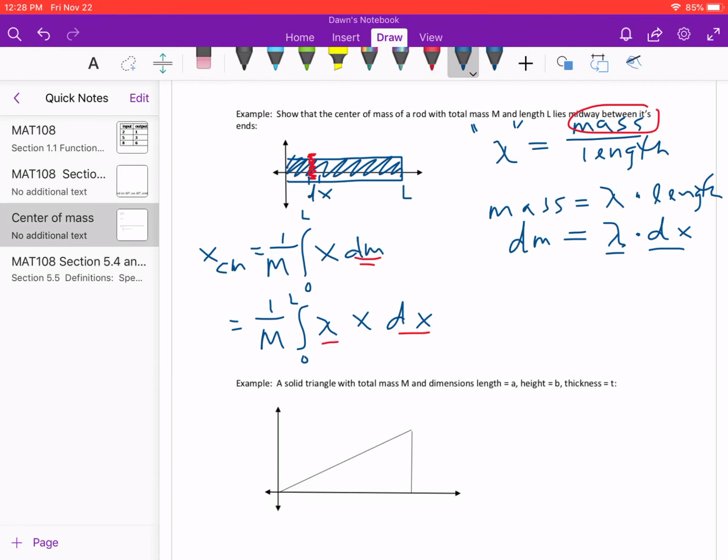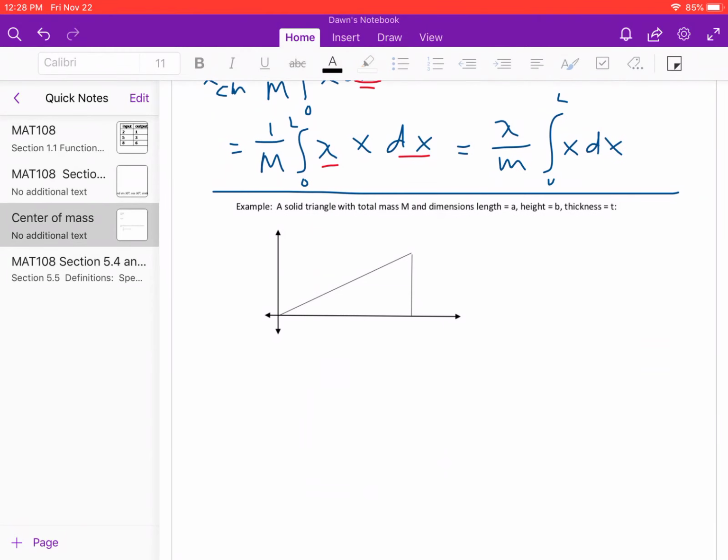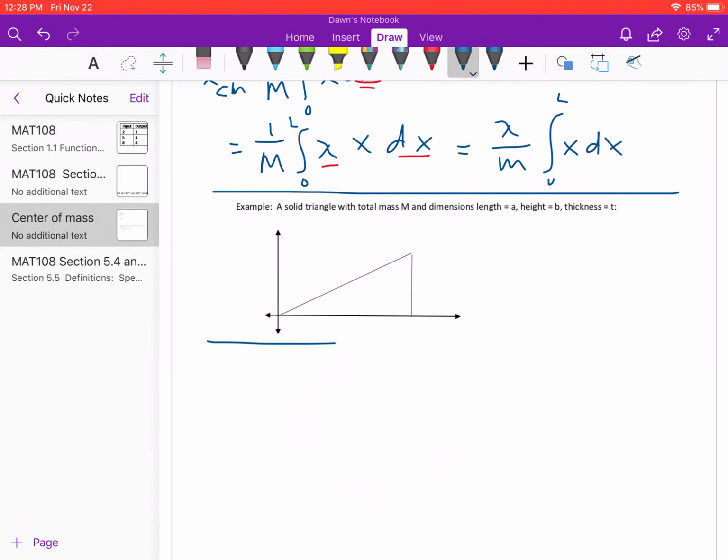So I can bring that lambda out front: lambda divided by M times the integral of x dx. And now that's starting to look doable. Let me get rid of this example here and move everything down. If you copy this into your notebook, that'll be a good thing for you to do, so you can clean it up a little bit.